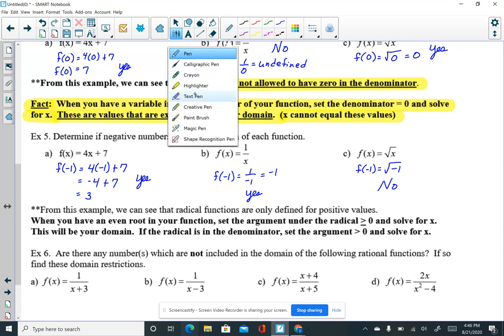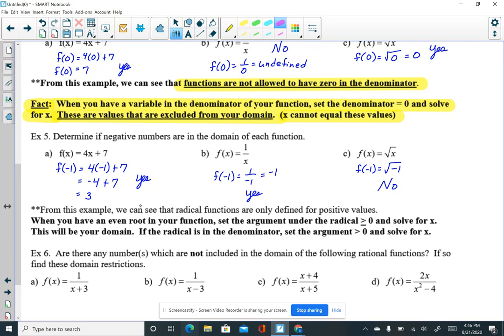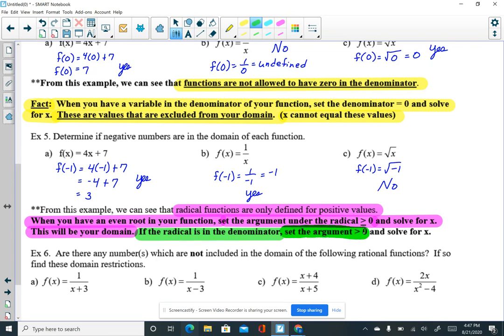To summarize that for you, we can see that radical functions are only defined for non-negative values. When you have an even root in your function, you're going to set the argument underneath that radical greater than or equal to 0, because you need it to be positive, and solve for x. This will be your domain. It should be noted, there's an extra little special case. If your radical happens to be in the denominator, you'll still set the argument greater than 0, it still needs to be positive, but it can't equal 0 any longer. It just needs to be greater than 0, and solve for x.